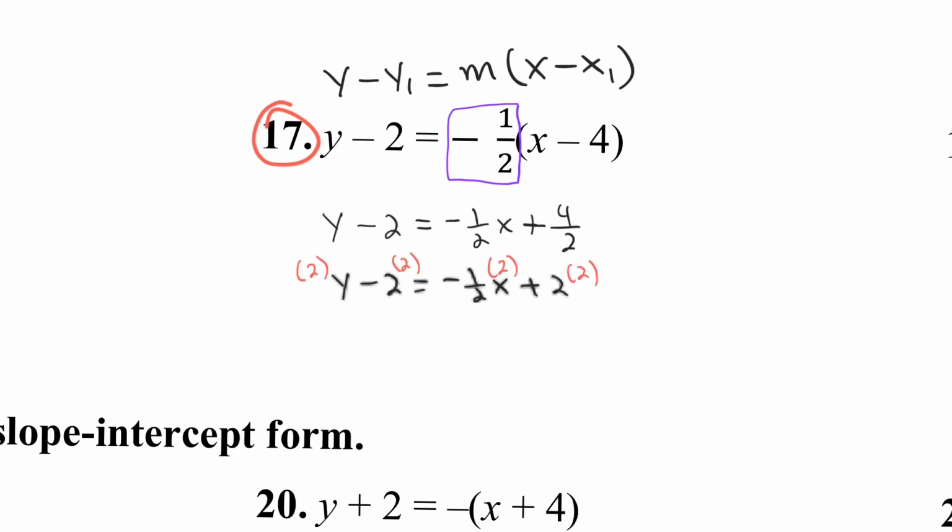Whatever you do to one side, you have to do it to the other side. So I already set up that multiplication. I'm going to multiply everything by 2. So notice this one times 2, this one times 2, the fraction times 2, and this one times 2. So let's go ahead and multiply. And you guys will get 2y minus 4 equals negative 1x plus 4.